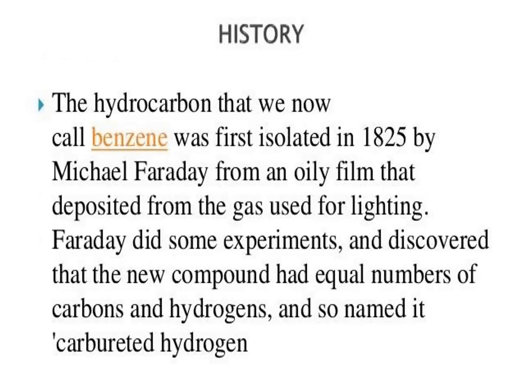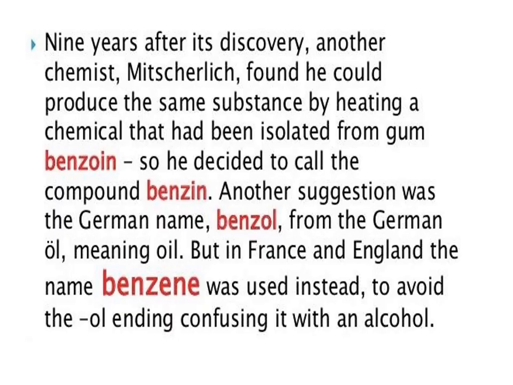Now, the history of benzene. Benzene was first discovered in 1825 by Michael Faraday from an oily film deposited from the gas used for lighting. Faraday did some experiments and discovered that the new compound had equal numbers of carbons and hydrogens, and so named it carburetted hydrogen. Nine years after its discovery, another chemist, Mitscherlich, found he could produce the same substance by heating a chemical that had been isolated from gum benzoin, and he decided to call the compound benzene. Another name is benzol.